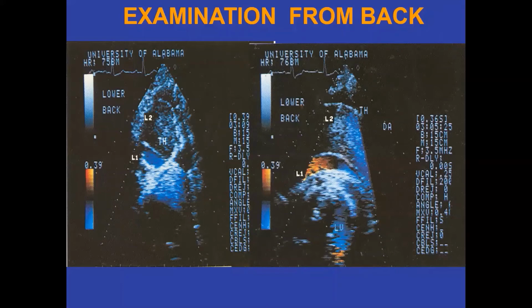So the first question is from Dr. Ganpati. Out morphological RA, LA, RV, and LV through echo.